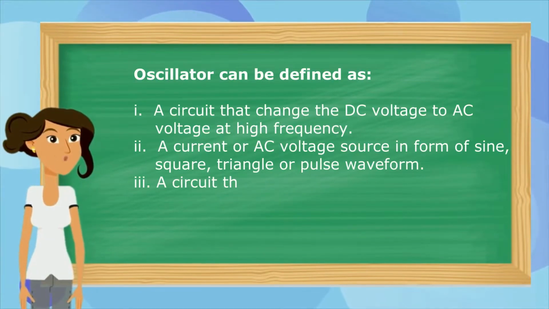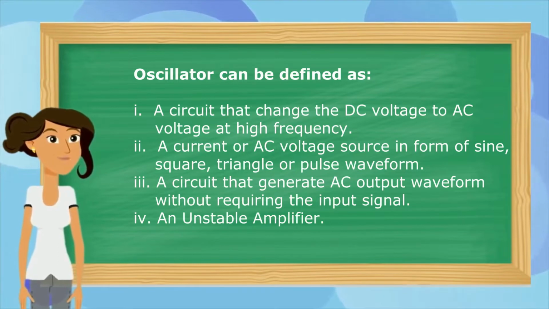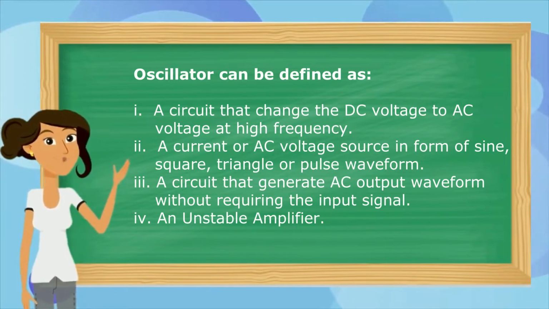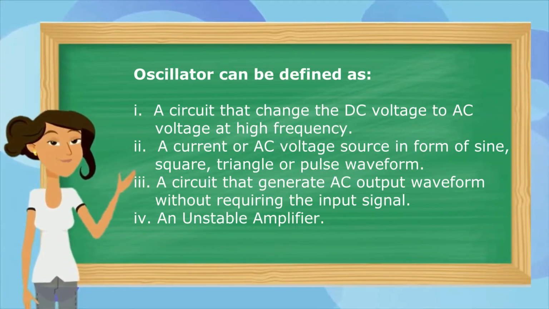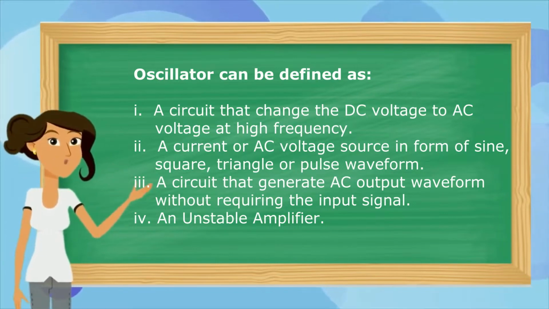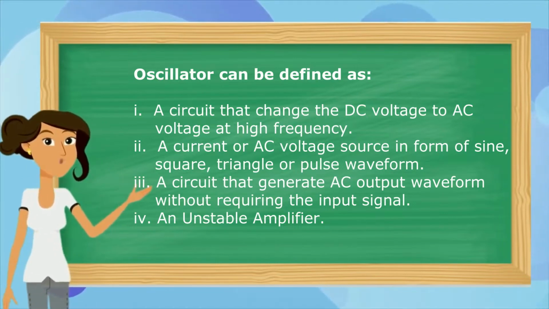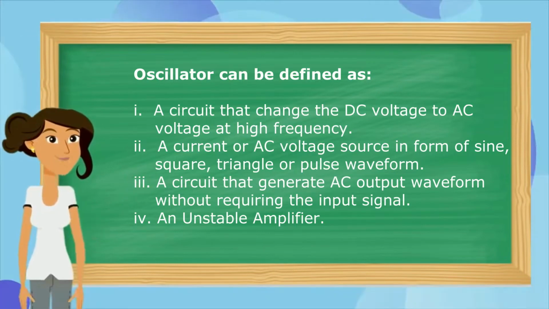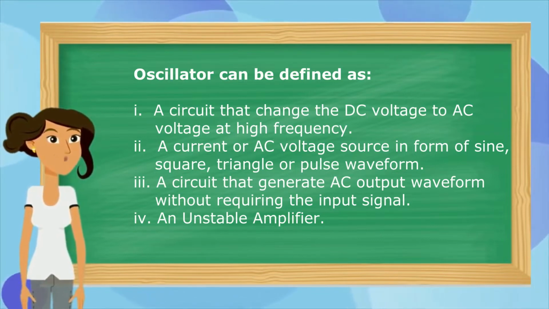An oscillator can be defined as, first, a circuit that can change the DC voltage to AC voltage at high frequency. Number 2, a current of AC voltage source in the form of sine, square, triangle or pulse waveform. Number 3, a circuit that generates an AC output waveform without requiring an input signal. And the last one, an unstable amplifier.